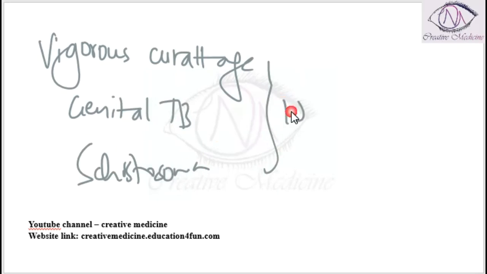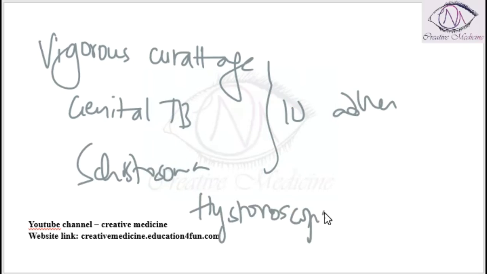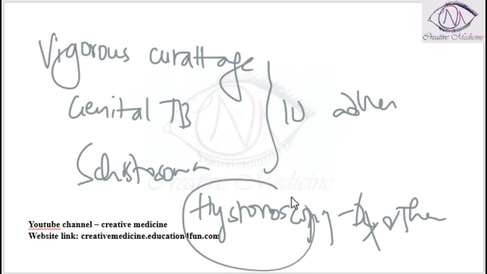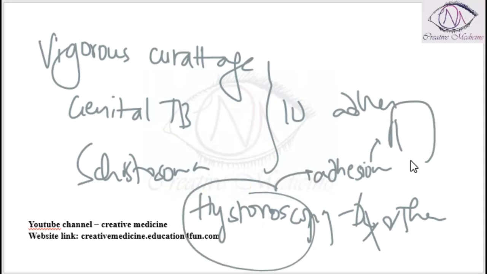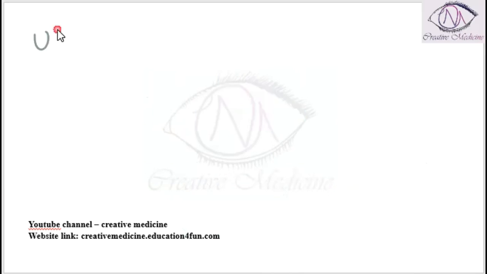Investigation of choice is hysteroscopy. Hysteroscopy is both diagnostic and therapeutic. On hysteroscopy, you will see the presence of scarred tissue or adhesions. That is, you will see multiple filling defects with irregular lining. On ultrasonography, you will see adhesions also.